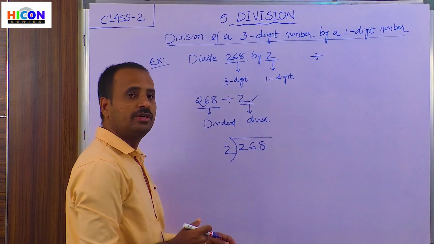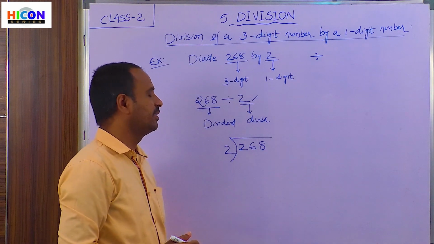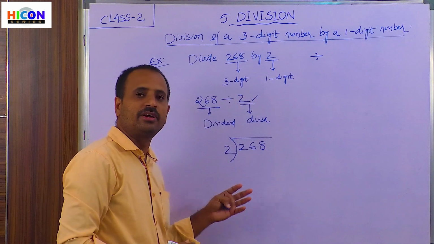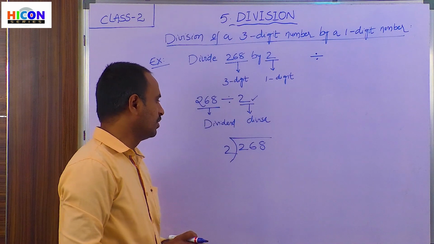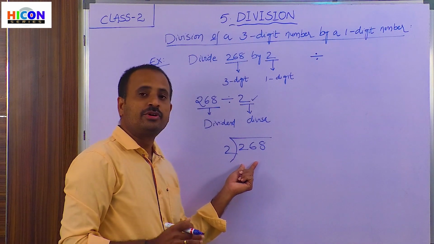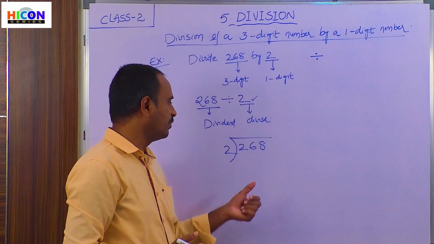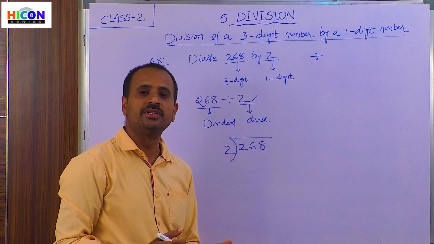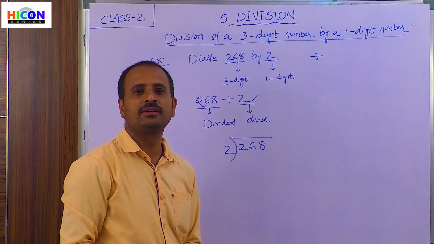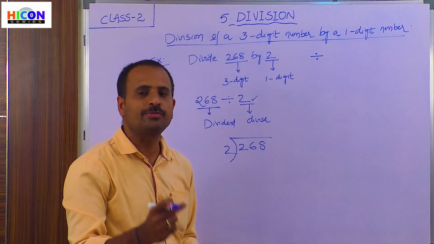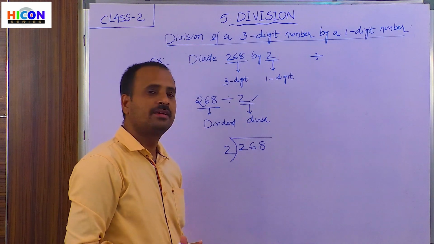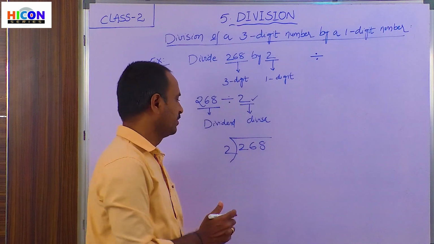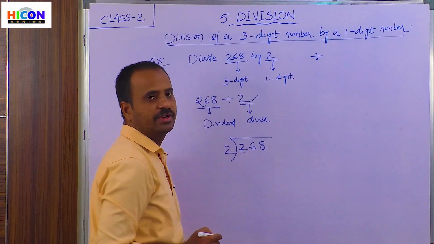So children, now continue the same process as we did in the division of a two-digit number by a one-digit number. Here also we will continue the same process. If the dividend has more than 2 digits, how many digits are there? There are 3 digits. Then we have to divide by taking each digit separately. Let us take the first digit in the dividend. What is the first digit? 2 is the first digit in the dividend.